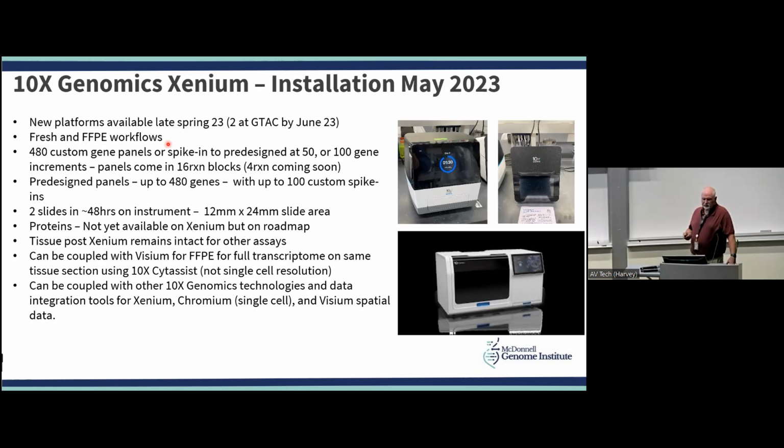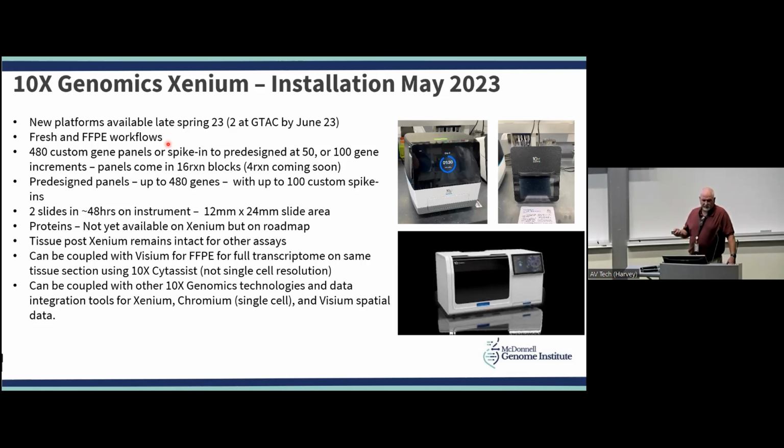And the tissue, the post-Xenium, is still intact. So you can do subsequent assays on that tissue downstream, and Rich will talk a bit more about this. It can be coupled with the Visium for FFPE, which is a full transcriptome. So similar to the CosMx GeoMx sort of relationship, it's a similar situation here with the Visium and the Xenium.